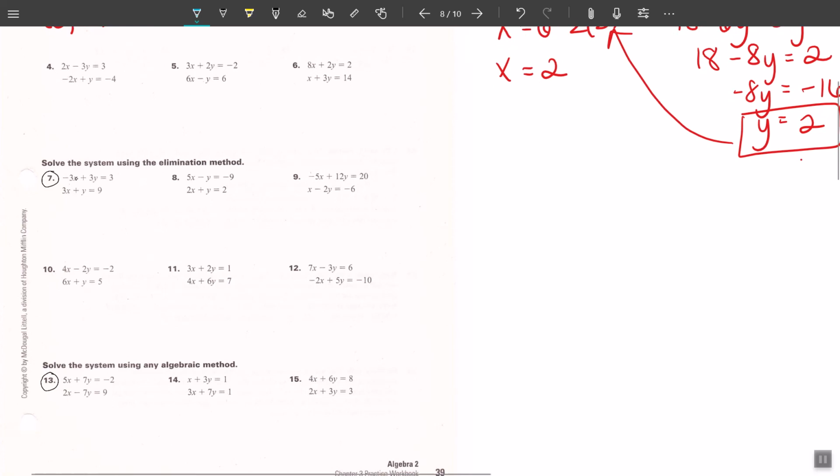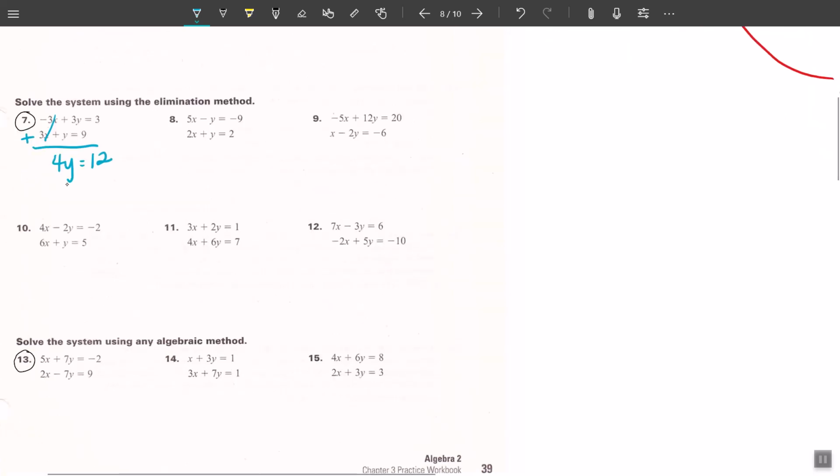So in number 7, we've got this negative 3x and this positive 3x. And that makes it very easy to say, let's just add these together. We're going to combine the two equations. If I add a negative 3x and a positive 3x, those are going to cancel out. I'm going to end up with 0x. So those x terms go away. 3y plus 1y will give me the 4y, and then 3 plus 9 gives me 12.